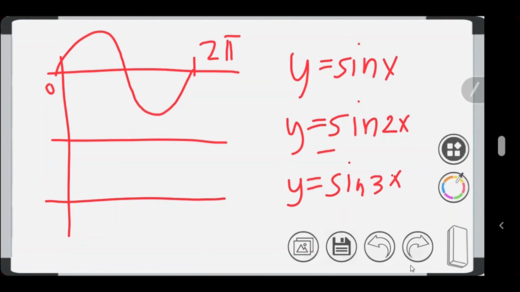Now let's consider y is equal to sine 2x. See that this function looks similar to y is equal to sin x but has the number 2 before the letter x. We'll define this as the number of cycles created from 0 to 2 pi. Since we have the number 2 before x, then we'll make 2 cycles from 0 to 2 pi.